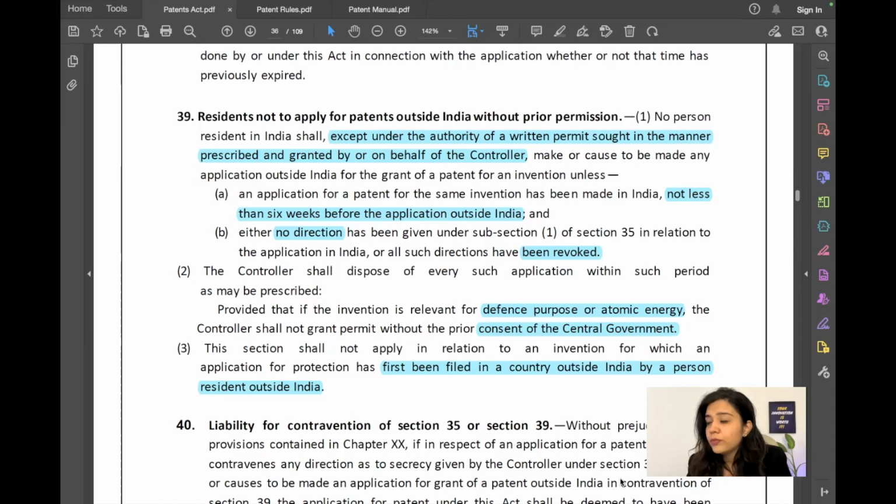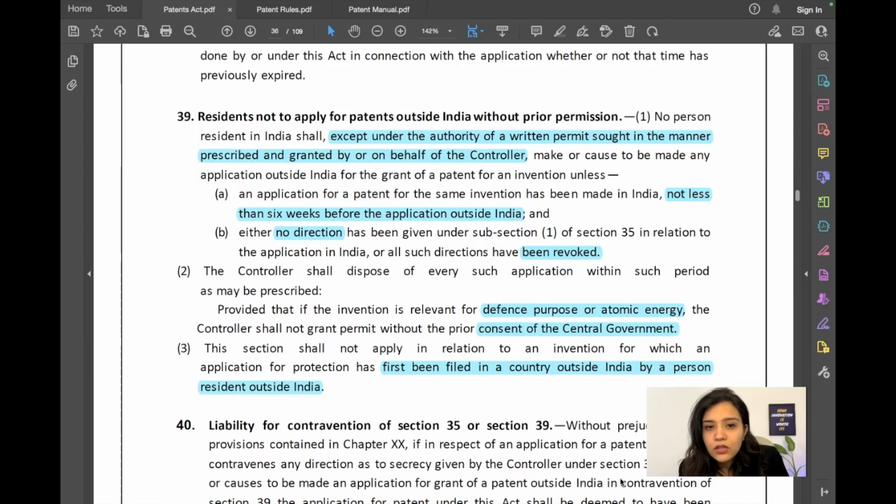A question may come: what is the time period to file a convention application? If I am an Indian applicant and I want to file a convention application in the US, what would be the timeline? The ideal timeline should be between 6 weeks and 12 months, because there is a waiting period of 6 weeks mentioned in this subsection. If you do not want to wait for 6 weeks, then also a foreign filing license would be required. Or if you do not file an application in India and you are filing directly in the US, then also a foreign filing license would be required.